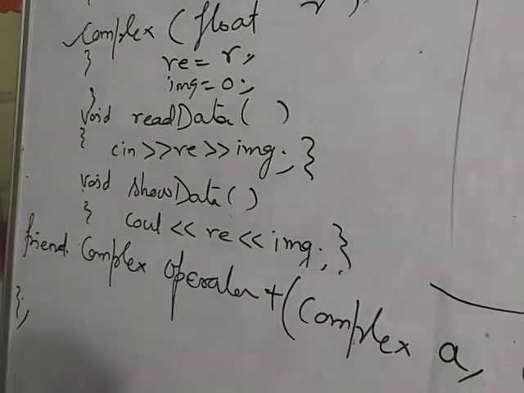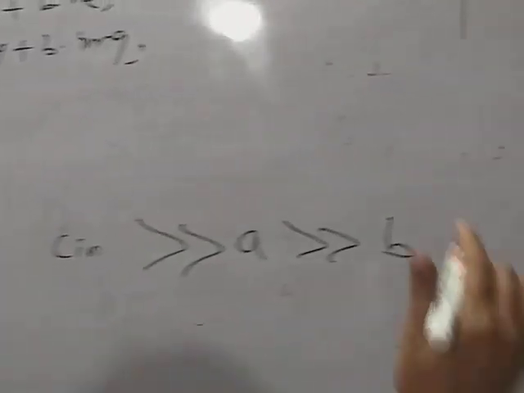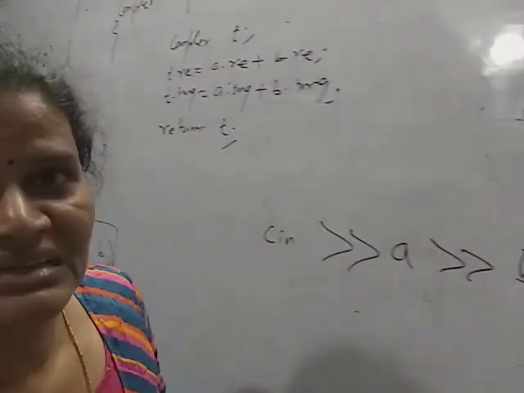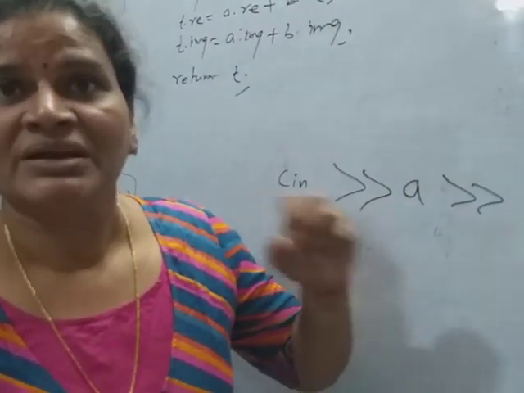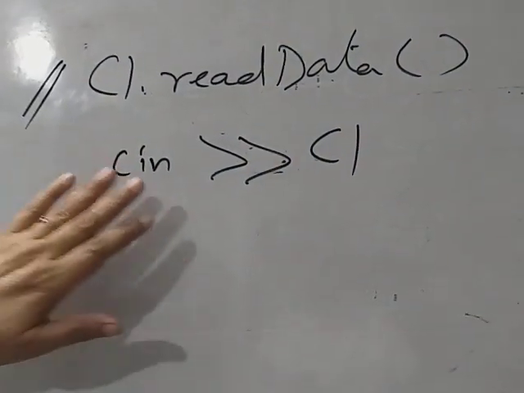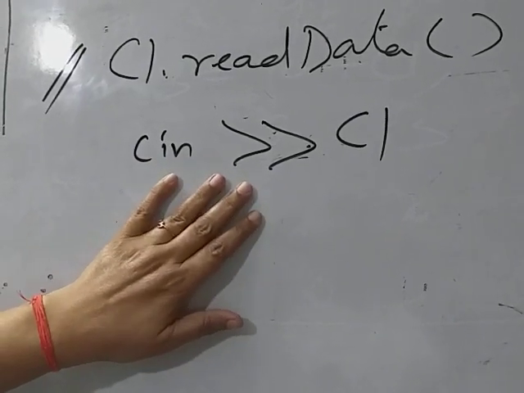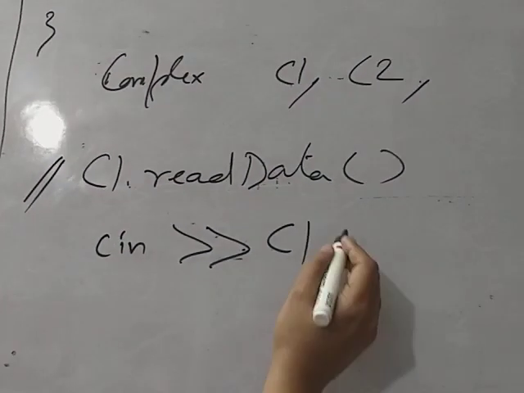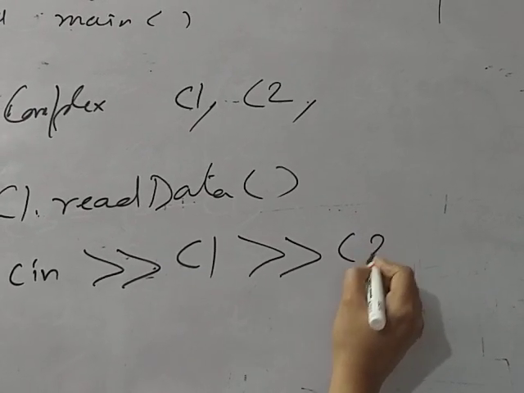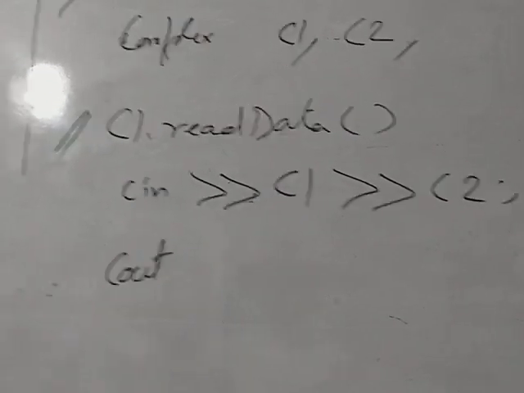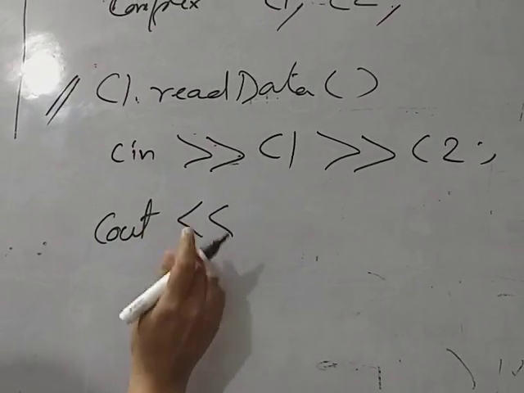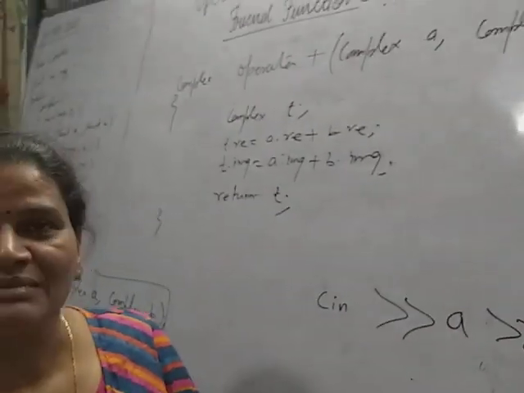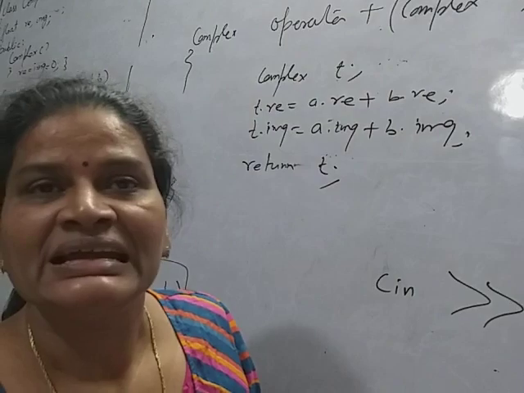Now I want to overload this cin. Instead of this, I want cin C1, meaning the user defined data type is read using the cin function. I want to overload this extraction operator for user defined data types. The same way I want to overload the insertion operator, to work with the istream and ostream objects cin and cout.